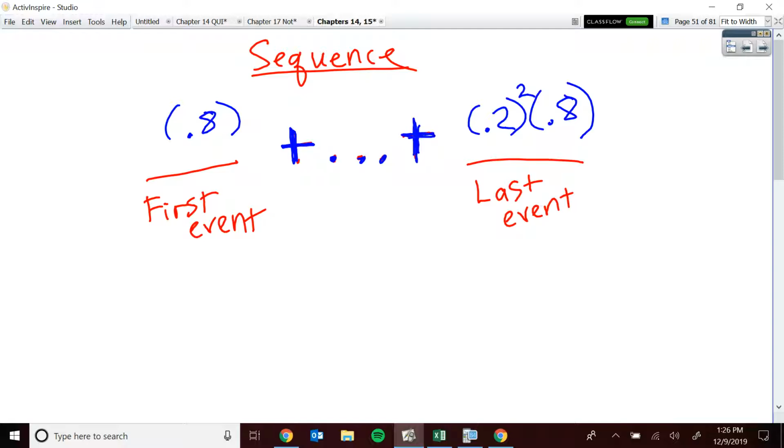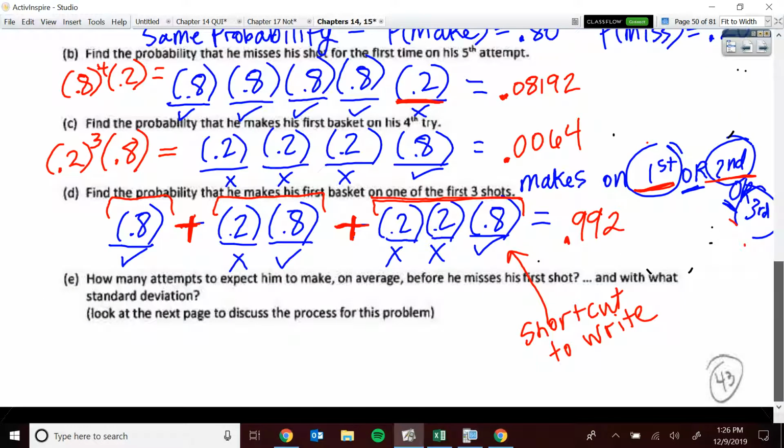Plus the last event. So that's how you would write it as a shortcut, and then you can just put equals your answer. And in a little bit, we're going to show you some calculator strokes that will be really easy to compute this, because it gets lengthy if you have a whole lot of things in the sequence. Okay. All right, so there is that.